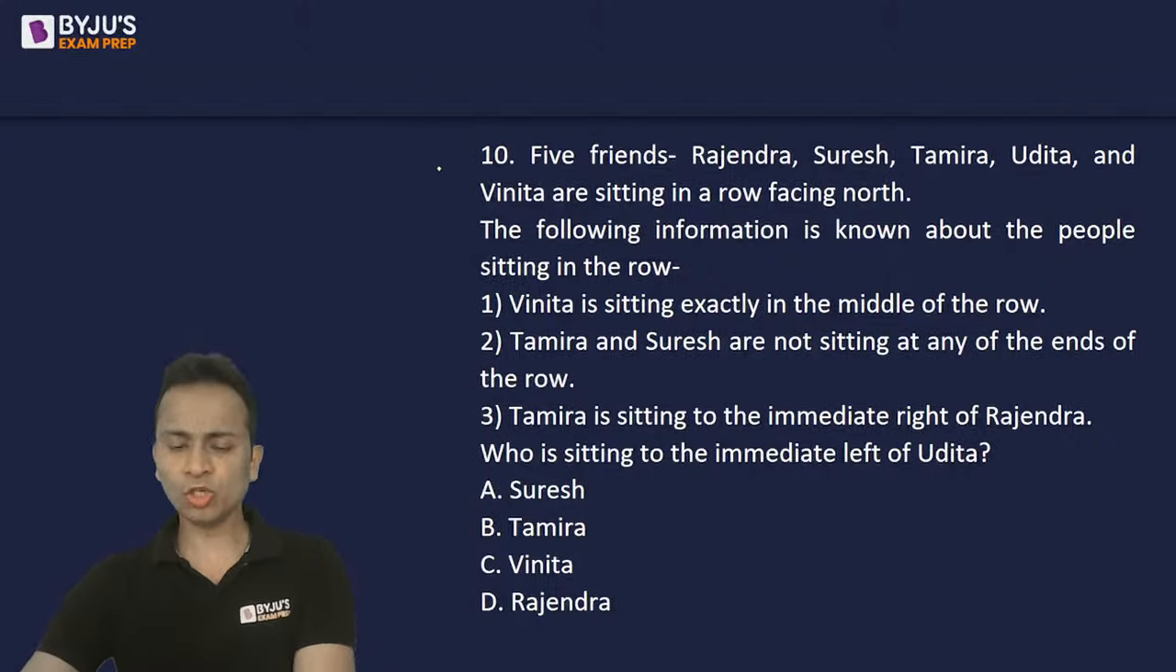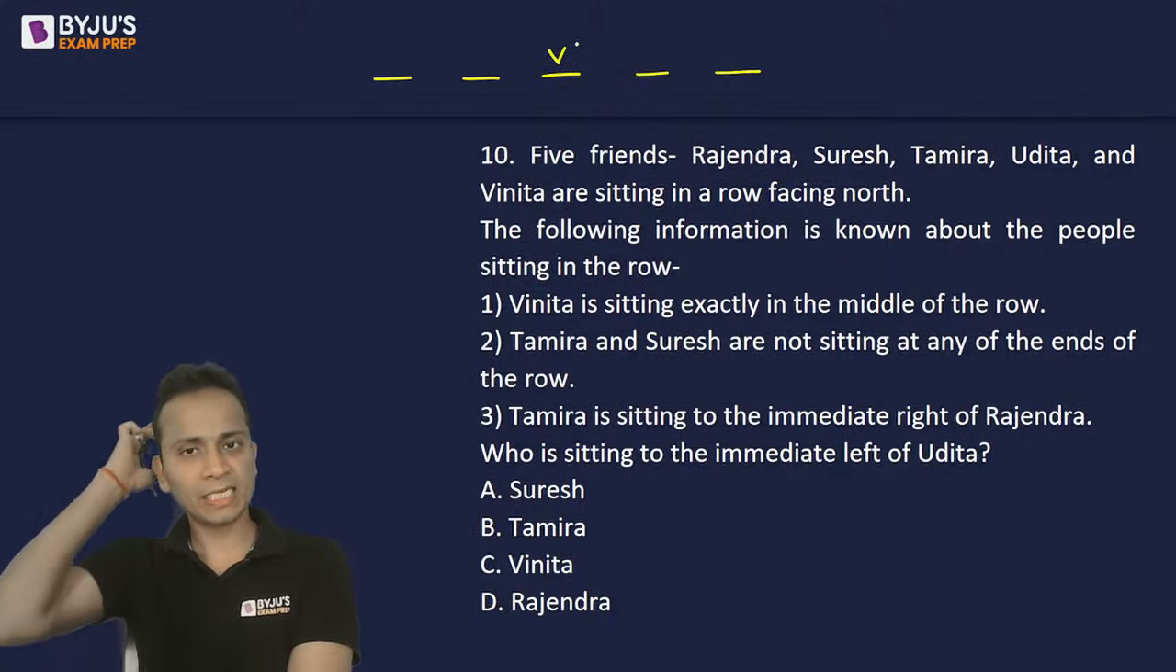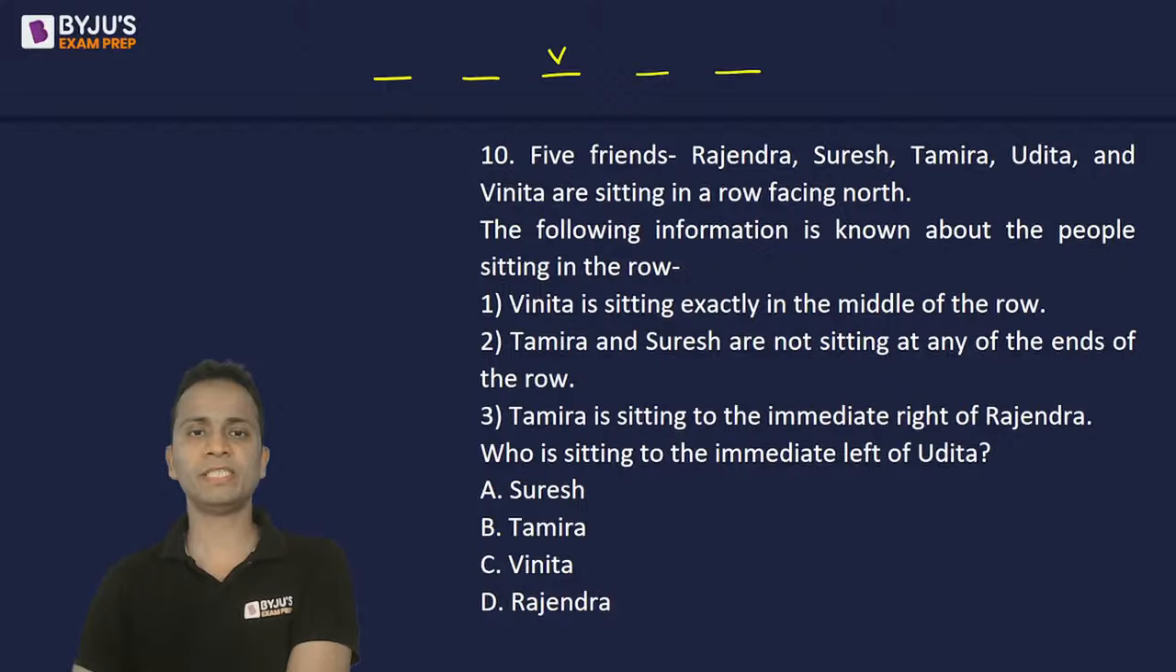Okay, so this is a simple arrangement. Five friends are sitting in a row facing north. Vinita is sitting exactly in the middle of the row. So 1, 2, 3, 4, 5. Vinita is sitting exactly in the middle of the row, right?